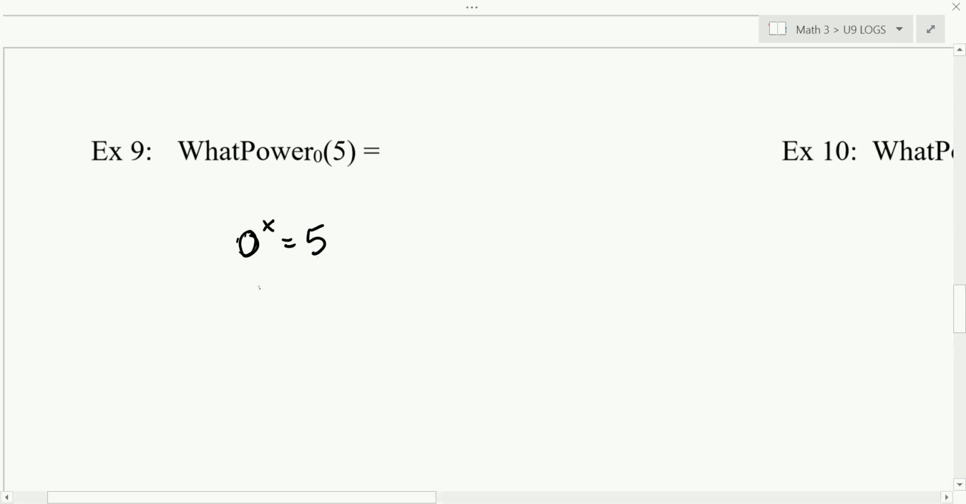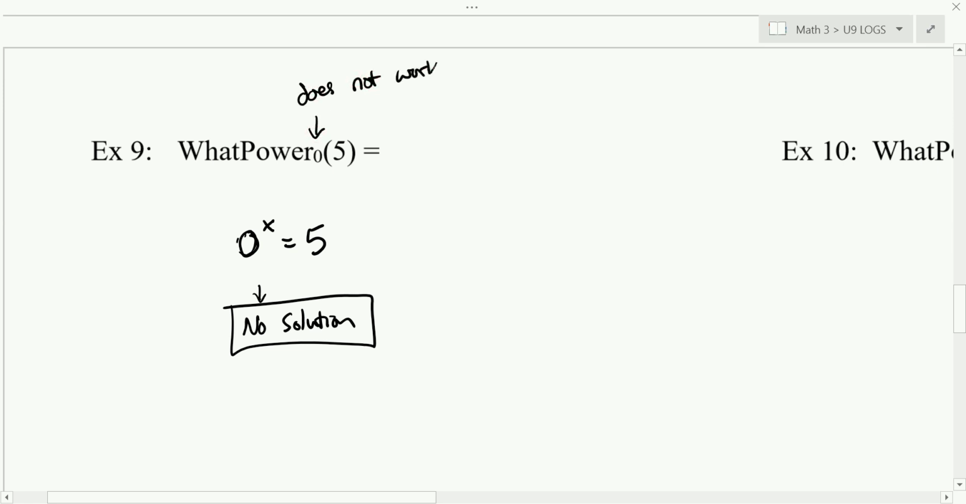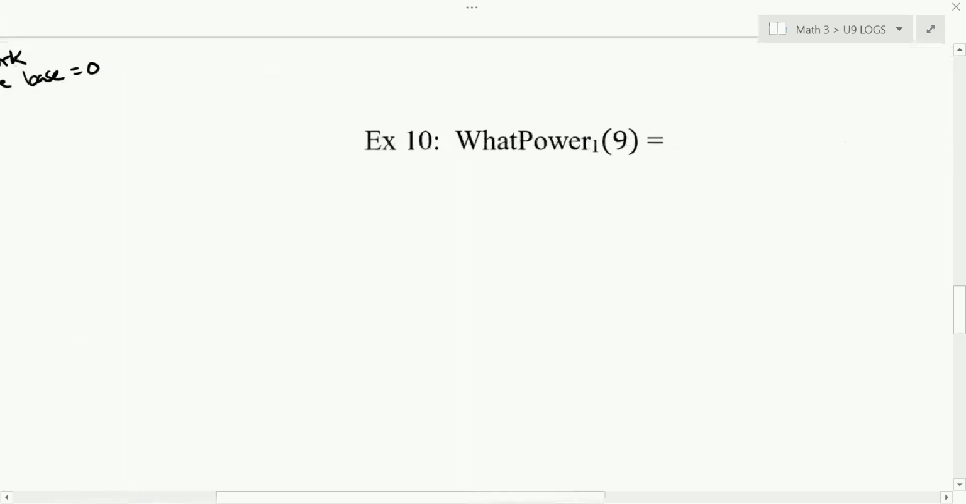Okay. And so it doesn't make sense when our base is 0. It does not work when the subscript, and I'm going to call that the base, equals 0. Okay. Example 10. Try that one out.